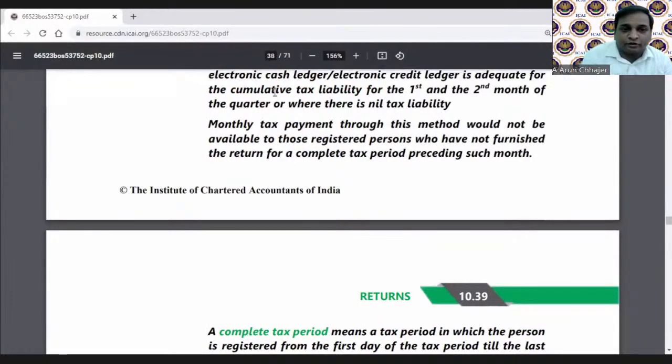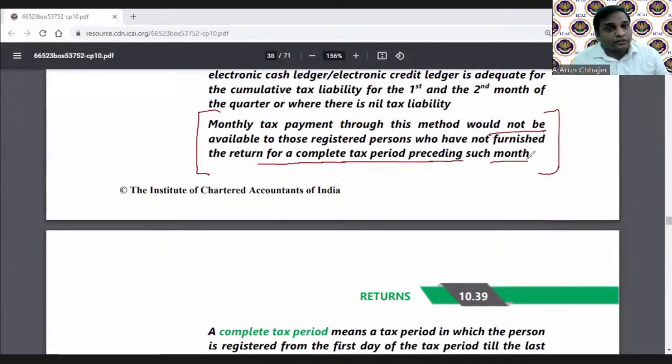Always remember this point: monthly tax payment would not be available if you are a defaulter in furnishing the return of the complete tax period preceding such month. So if any preceding return is pending, you cannot furnish the return.